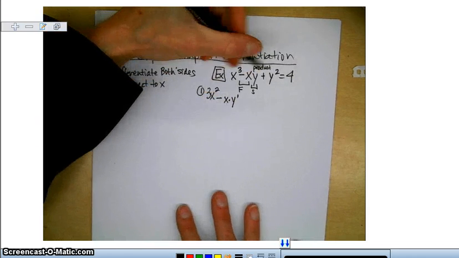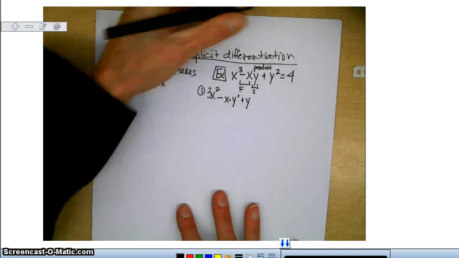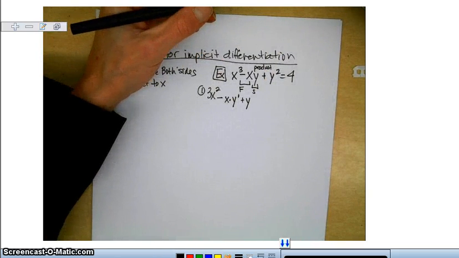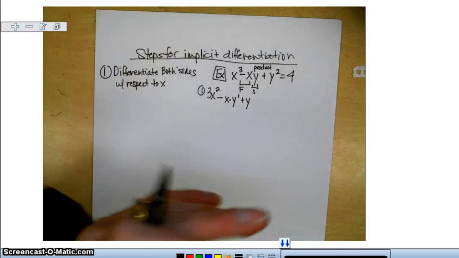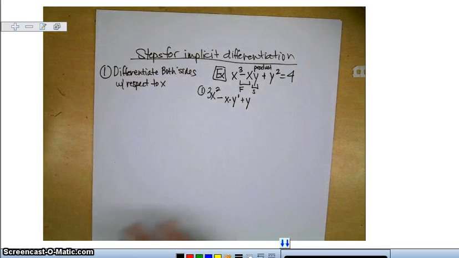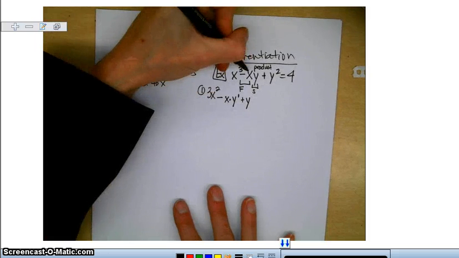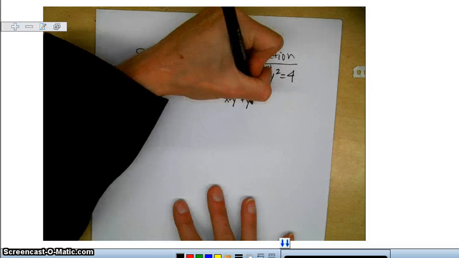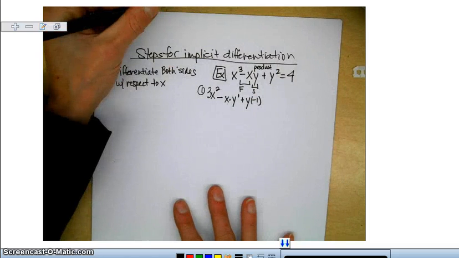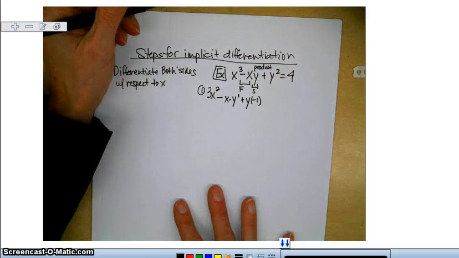Okay, now plus the second, which is y. Now, did I take the derivative of y there? So I don't write y prime. I only take it times y prime when I take the derivative of a y. So that's the second times the derivative of the first. What's the derivative of negative x? Negative 1. Okay. Now where am I at in the problem?